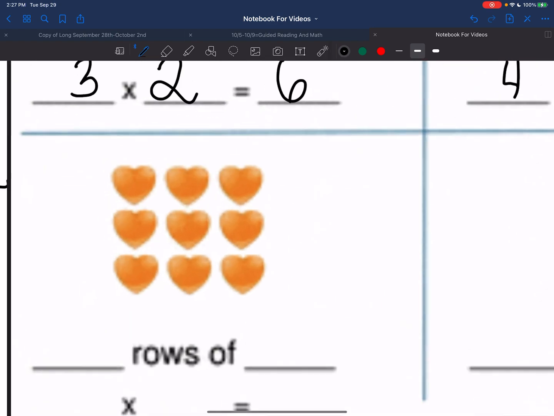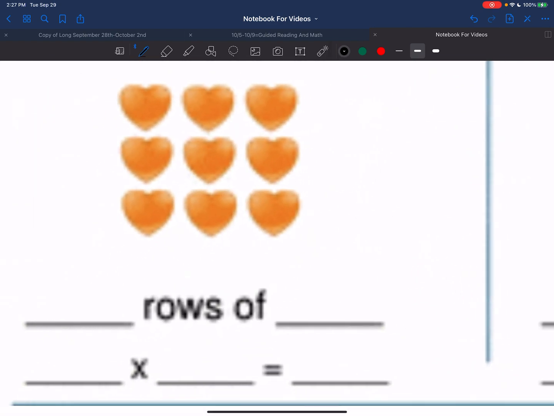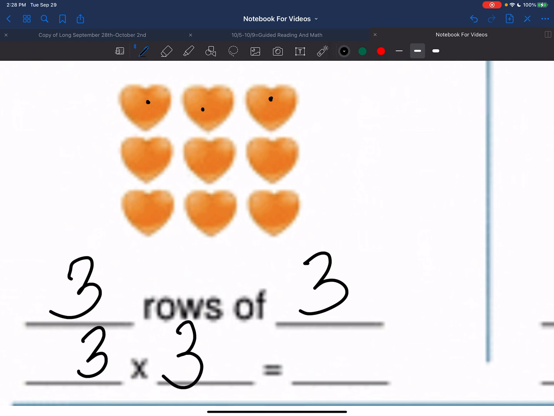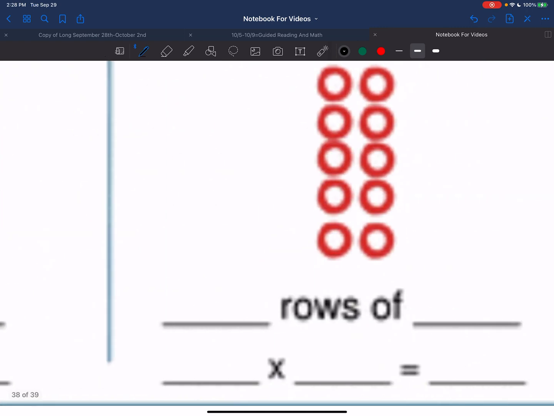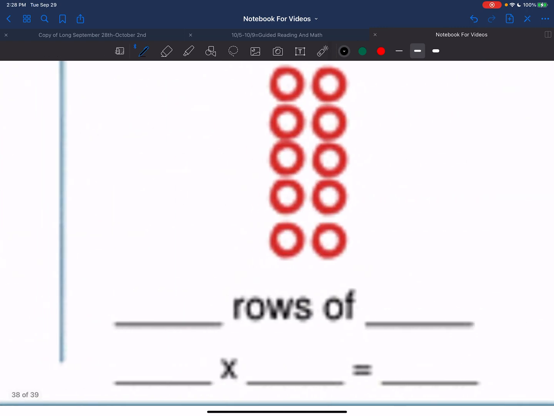Let's look at these last 2 right here. How many rows? 1, 2, 3. How many in each row? 1, 2, 3. 3 times 3 is my multiplication problem, and 3 times 3 equals 1, 2, 3, 4, 5, 6, 7, 8, 9.